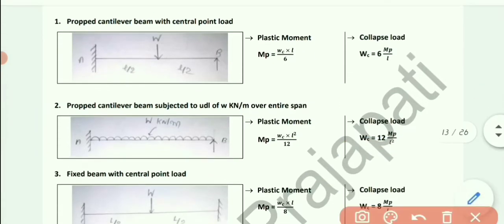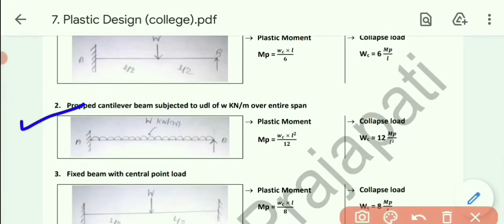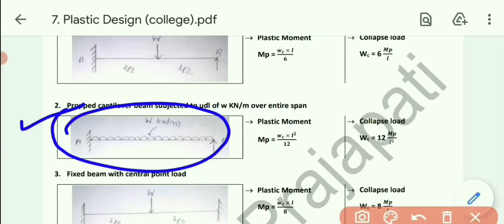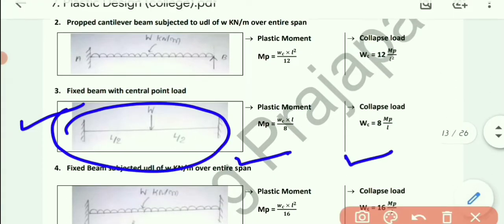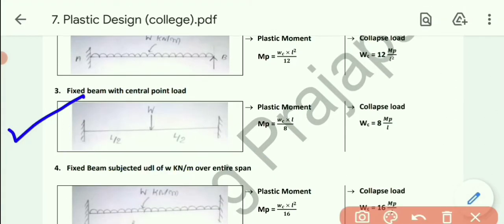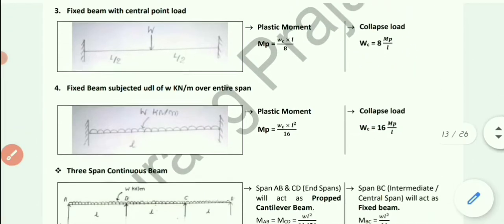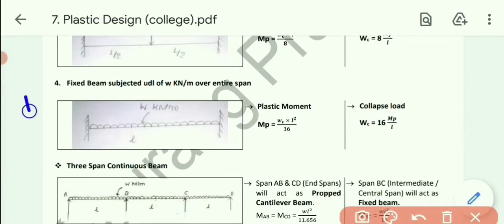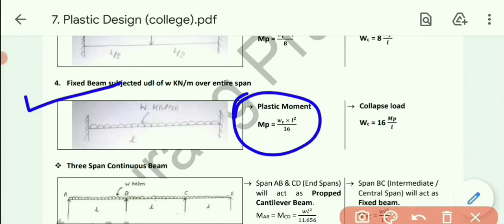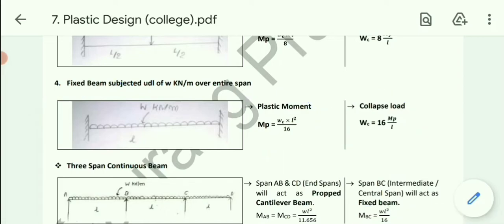Then prop cantilever beam subjected to UDL over the entire span. So the moment's formula is WL square by 12, the load's formula is 12 Mp by L square. Third one, fixed beam with the central point load, the moment formula is WL by 8, the load formula is 8 Mp by L. Last one, fixed beam subjected to UDL over the entire span, the moment's formula is WL square by 16, while the load's formula is 16 Mp by L square. Okay, so we have derived all these 4 formulas using the statics method.